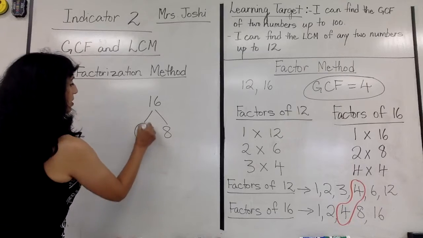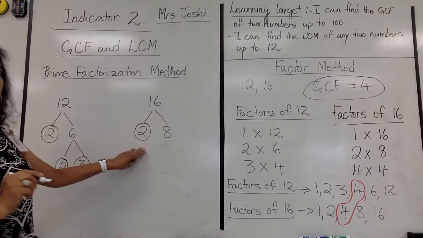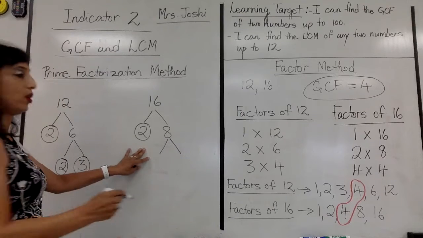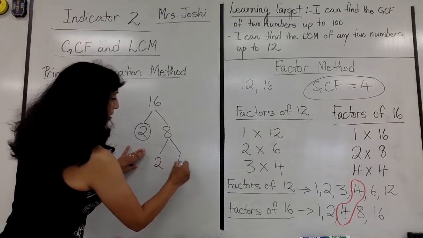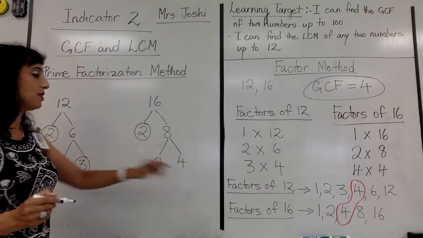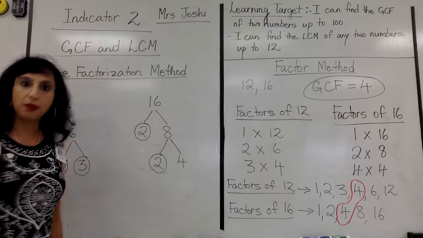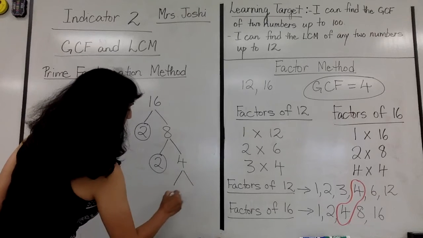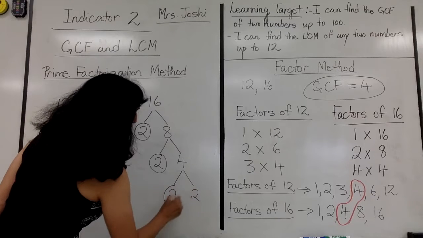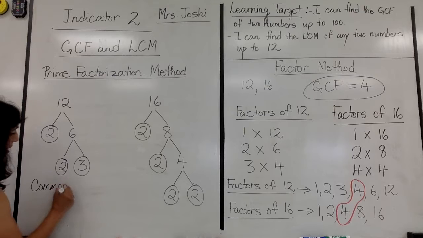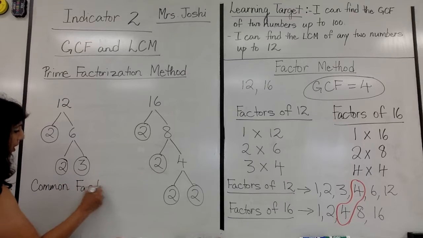Okay, so this is the smallest prime, so 2 is already done, so I'm going to circle it. 8 is not a prime number, so I am going to go ahead and list the factors again. I can do 2 times 4. 2 is a prime number, 4 is a composite number. It's not a prime number, so I need to still break this further down, and I get 2 times 2, which is 4.